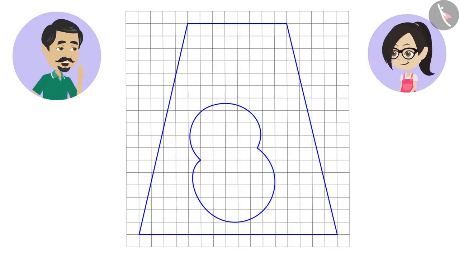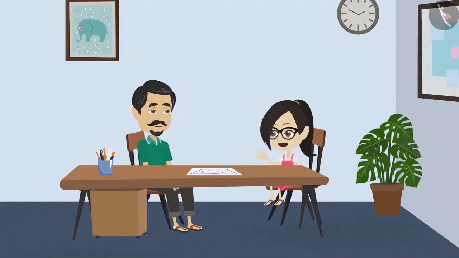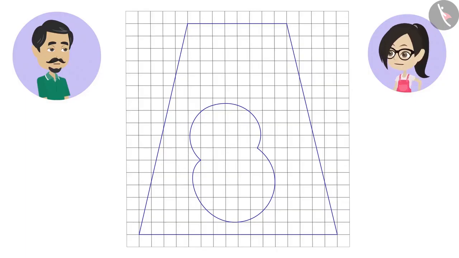Okay, then measure it and find out whether the measure of this pond is 1/4 of the total measure of our farm or not. First, we will measure the whole farm. But how will you do that? Take a look. This farm is covering some squares completely.